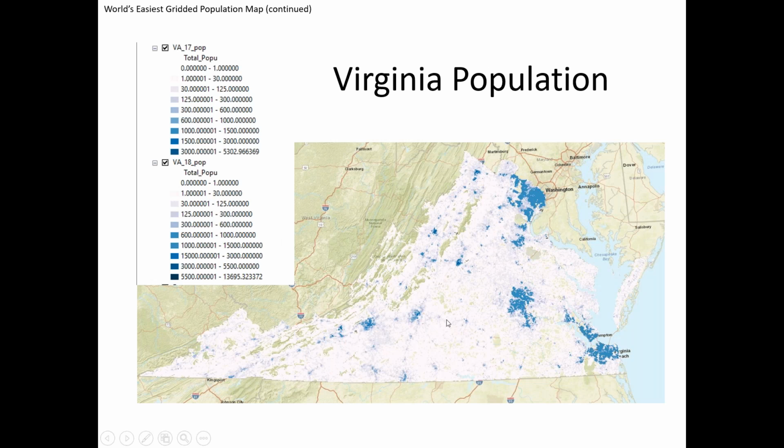Here's an example of the results. This is the state of Virginia. As you know, Virginia is in UTM zone 17 and 18, so it's in 2 files. So the takeaway here is that you just have to remember to set your classifications and your colors to be the same for both maps so that you're comparing equally.